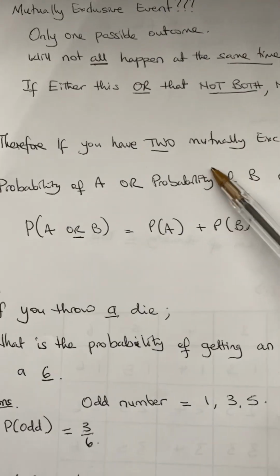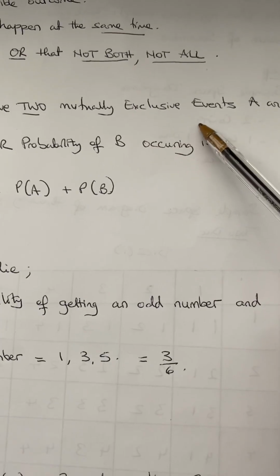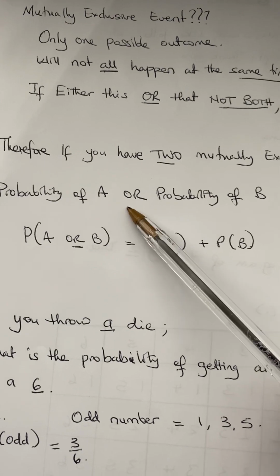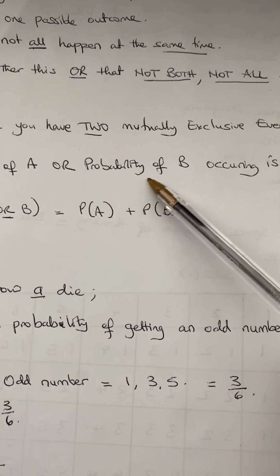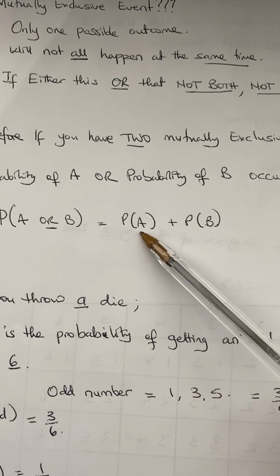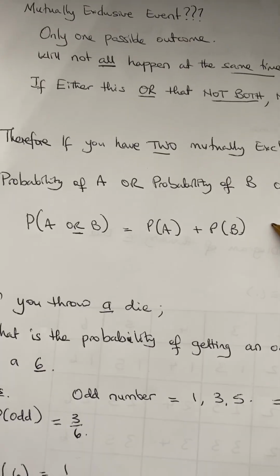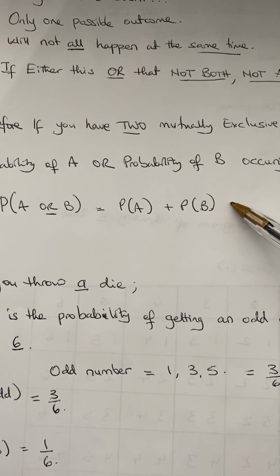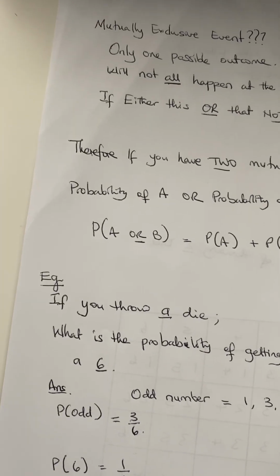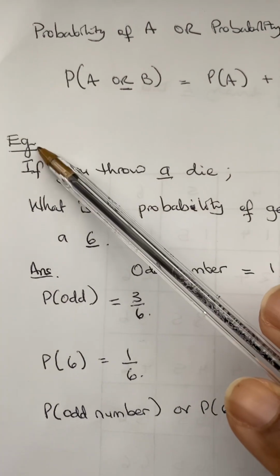Therefore, if you have two mutually exclusive events, A and B, the probability of A or the probability of B occurring is: P(A or B) equals P(A) plus P(B). We did that yesterday. We saw an example yesterday.